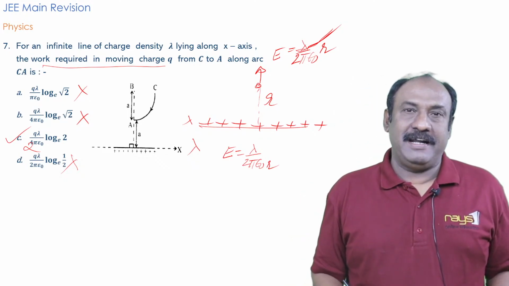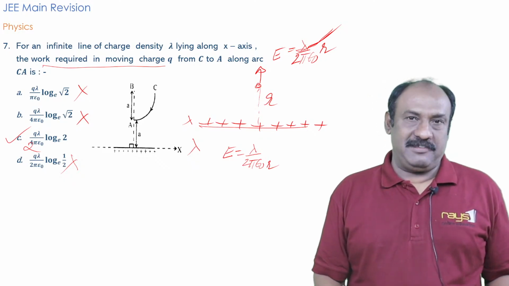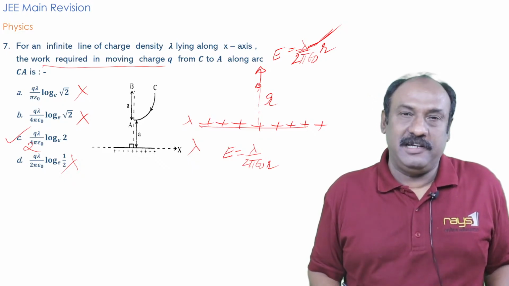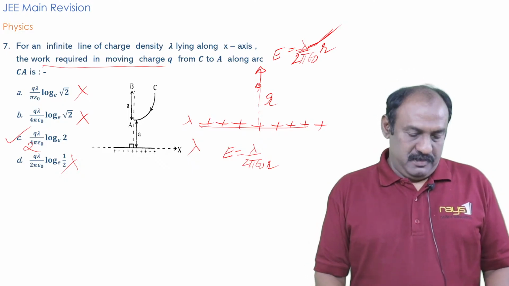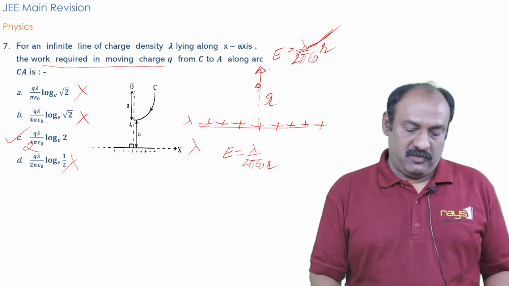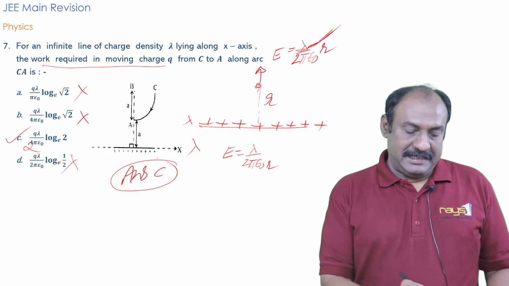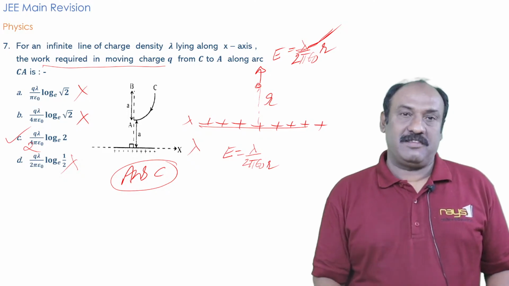This is work done against a variable force. So here we have to use the simple integration process within the limits of integration A to A. So after calculation we get C as the answer for question number 7. Okay, you correct that 4 as 2 in question number 7.